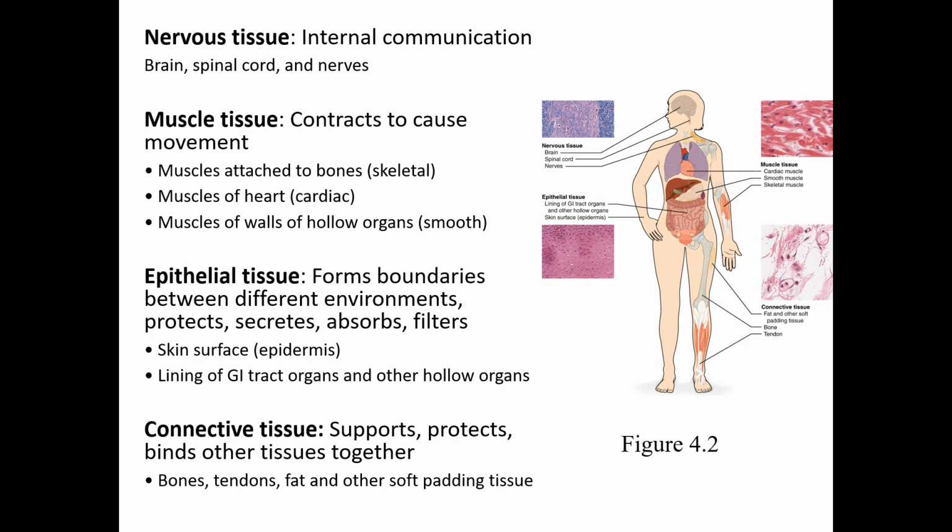And finally, all other tissues in the body that are not nervous, muscle, or epithelial are called connective tissues. They are working to support, protect, and bind other tissues together. Examples would be our bones, tendons, ligaments, fat or adipose tissue, and so on.